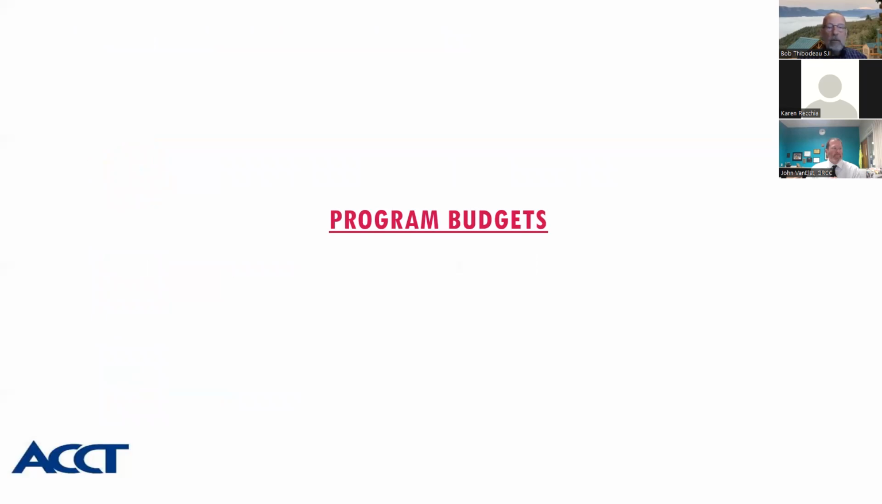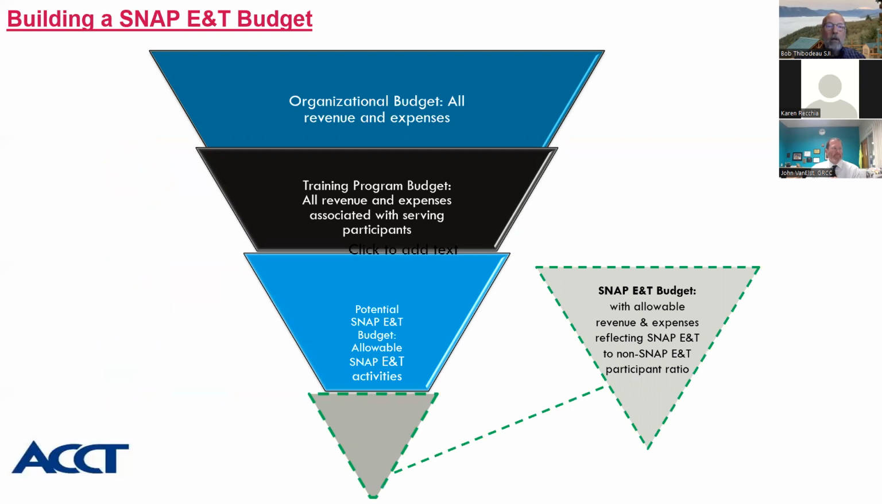So let's go into a little bit more on the budgeting process, and just another way to look at it. I know Susan showed you that pie chart before, but another way to look at building your budget is starting at the top of the inverted pyramid here, to look at your total organizational budget. In other words, all the revenue and expenses that you have coming into your college. And then you whittle that down to your program budgets that you're going to be wanting to claim under SNAP E&T that serve these low-income students that might be on SNAP or potentially eligible for SNAP. So you want to take into account all that revenue that goes into those specific programs, and expenses that are associated with serving those participants.